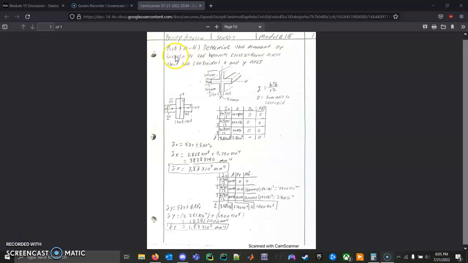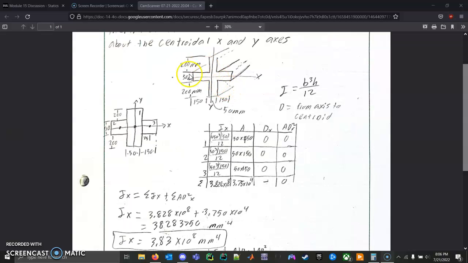Okay, for this problem, I chose to do problem F10-5, which states: determine the moment of inertia of the beam's cross-sectional area about the centroid x and y axes. Right here is the original figure. I tried my best to draw it in 3D, but that's hard.